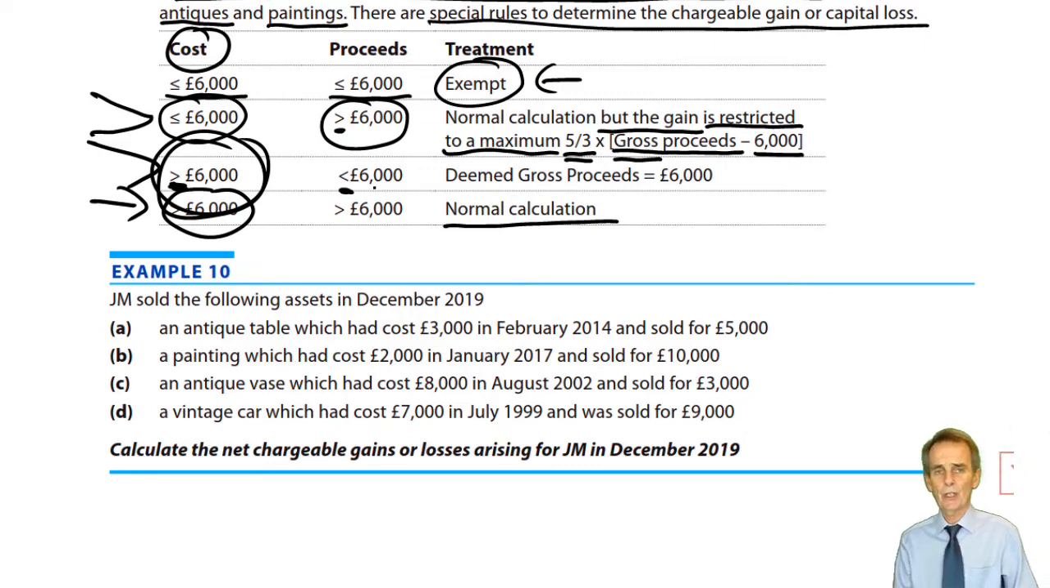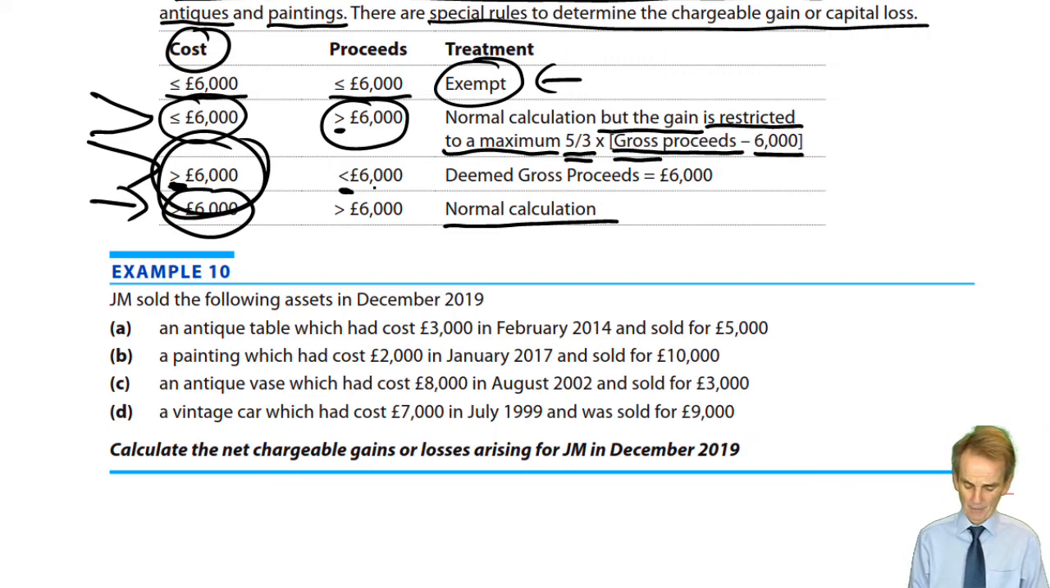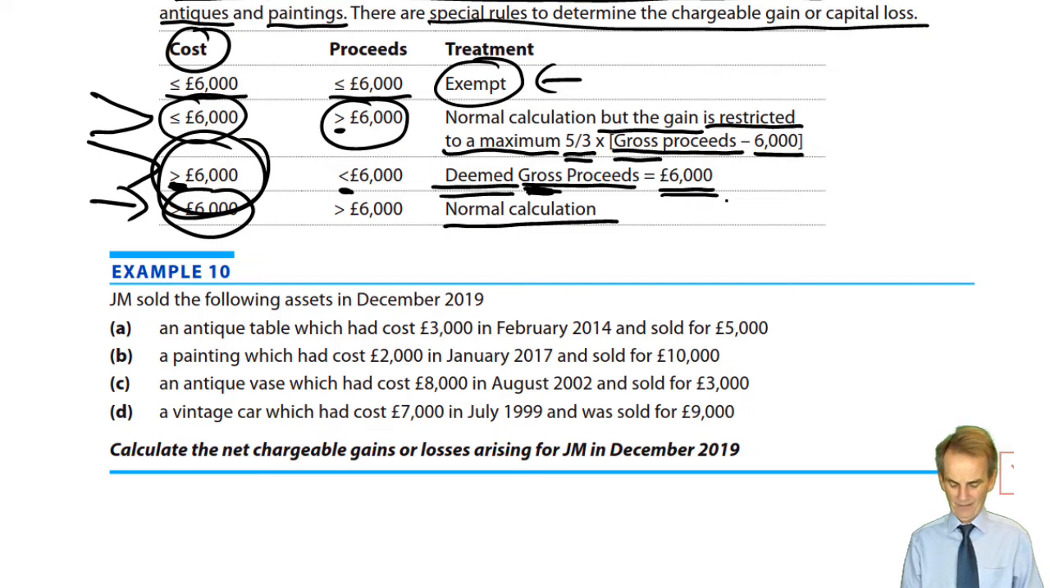Where we have bought for more than 6 but sold for less than, there will now be a limit to the allowable loss. And unlike in the gain scenario of a moment ago, where we did 2 calculations, here there's just one. And there's one simple rule to remember. That is that we now take our deemed gross proceeds, again note gross proceeds, and deem the gross proceeds to be £6,000. And in that way, we're going to limit the amount of allowable loss. So we deem the gross proceeds to be £6,000 and then do a normal loss calculation.